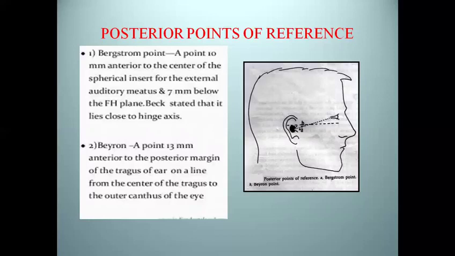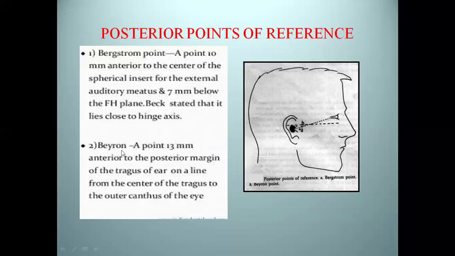Then what is the Frankfurt horizontal plane? Frankfurt horizontal plane connects the lowest point of the orbitale and the superior point of the external acoustic meatus. As you can see over here, this is the Frankfurt horizontal plane. This is the lowest point of the orbit and the superior point of the external acoustic meatus.